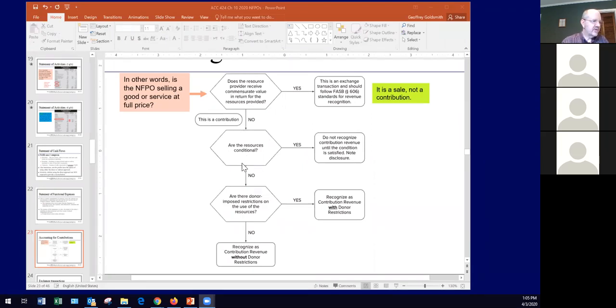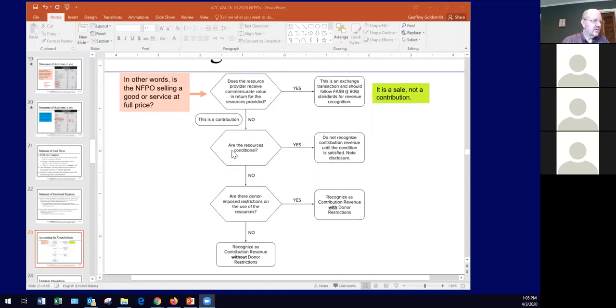So if it is a contribution, we ask if the resources are conditional. That is, does the organization have to do something before it can receive the money? If the answer is yes, then they shouldn't recognize the revenue until they've satisfied the condition. But they should discuss it in the notes.